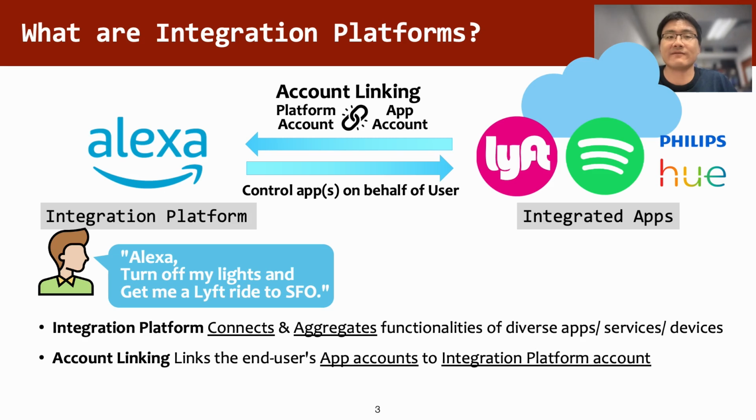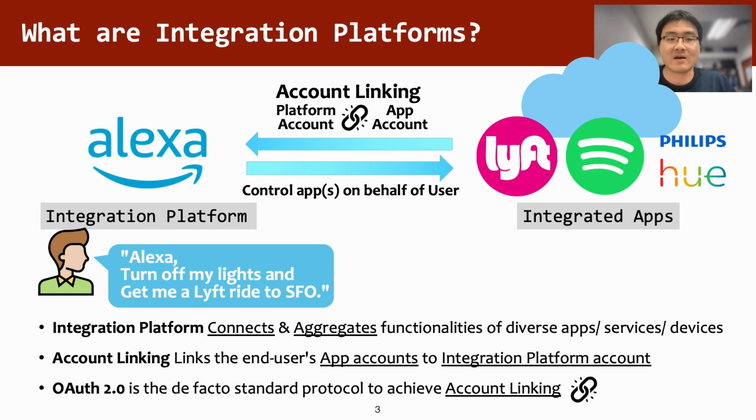Account linking is a must-have feature supported by all integration platforms. It links an end user's app account to their platform account, such that the platform can control the apps on behalf of the end user. To establish account linking, OAuth 2.0 is the most prevalent protocol being used.